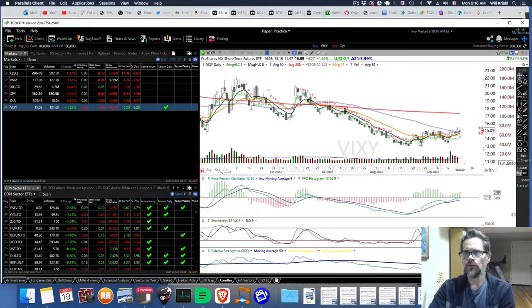And the VIX, you can see what happened here. It was slowly coming up, and it just popped up over the 50 on Friday. And you can see that the momentum is increasing. This is the price percent oscillator. It's similar to MACD, but it zeroes it out and allows you to compare different assets to each other.